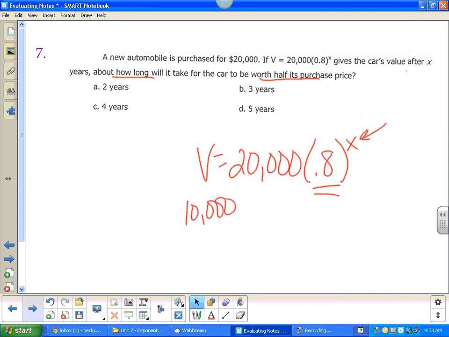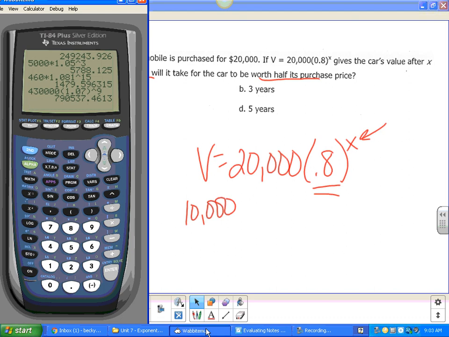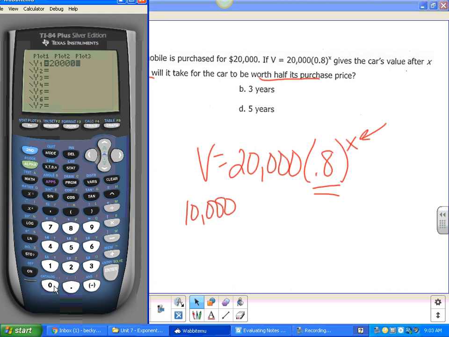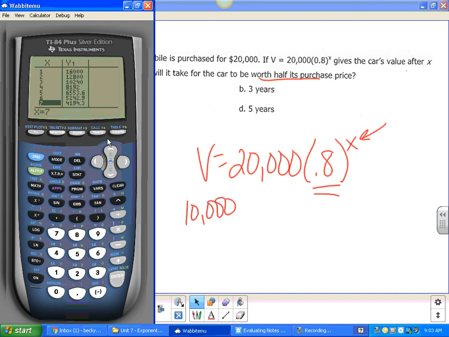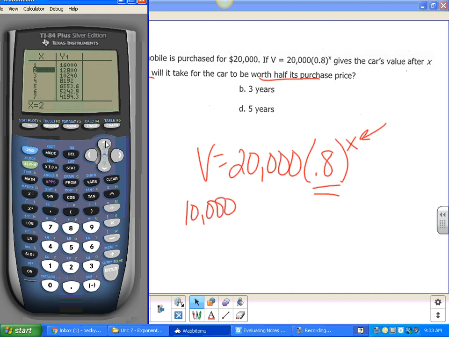Well, this is really cool, something your calculator can do. So I'm going to go to my y equals, and I'm going to type in my function, 20,000 times 0.8 to the x. And then where can we go so that we see a list of all of the values? And that's your table. So I'm going to go to my table, but I'm going to go back up to 0 where it starts. Hold on. There we go. So starting at 0, I can see the value of the car is $20,000.